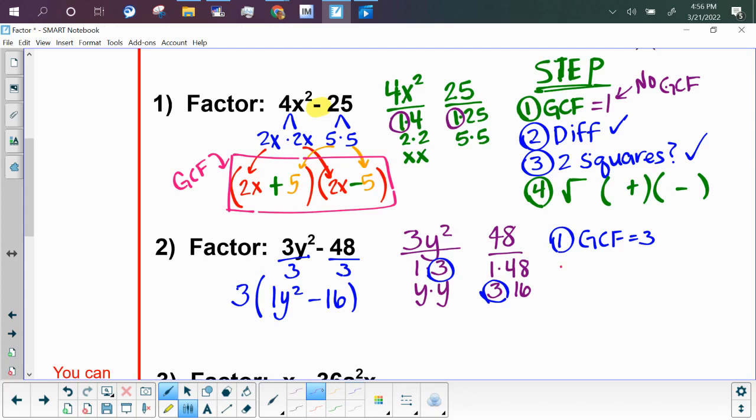The next thing I've got to see is, is this a difference? I always ask myself, do I get a difference problem? Okay, and I'm looking for a minus. Hey, I got that minus, so that's good. Okay, next thing, are they perfect squares? So I'm looking for 2 squares.